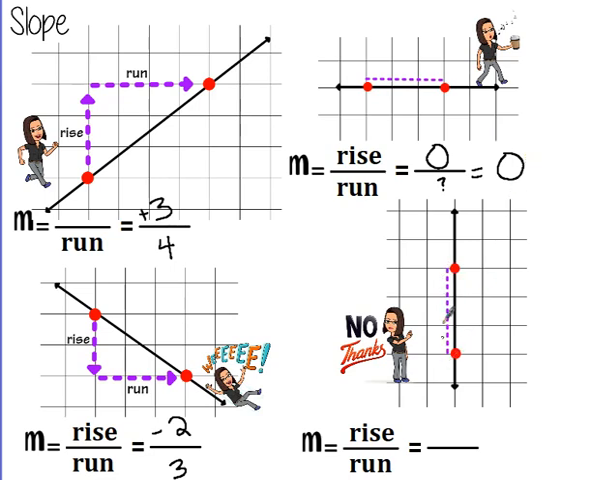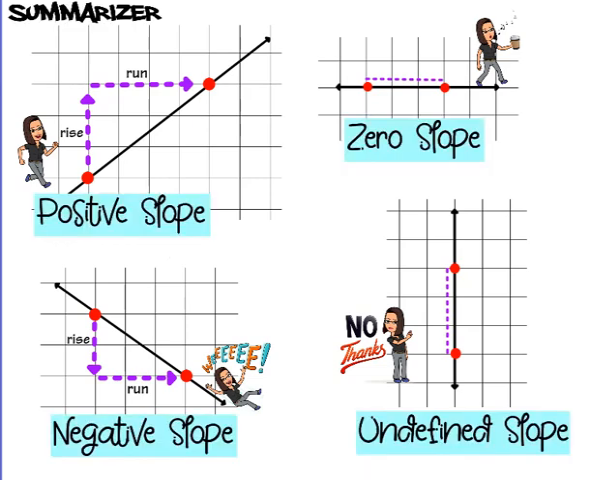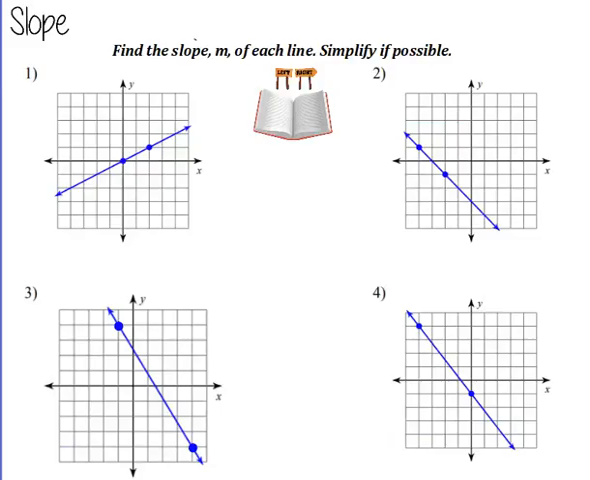And here, this definitely rises or falls, but it doesn't run at all. So there's a 0 in the denominator. So when you calculate this, it's actually going to be undefined because there's no way to divide by 0. So in each of these cases, we talk about slope as being positive, negative, 0, or undefined. All right, let's practice a couple. Remember, find the points, measure the rise, measure the run.